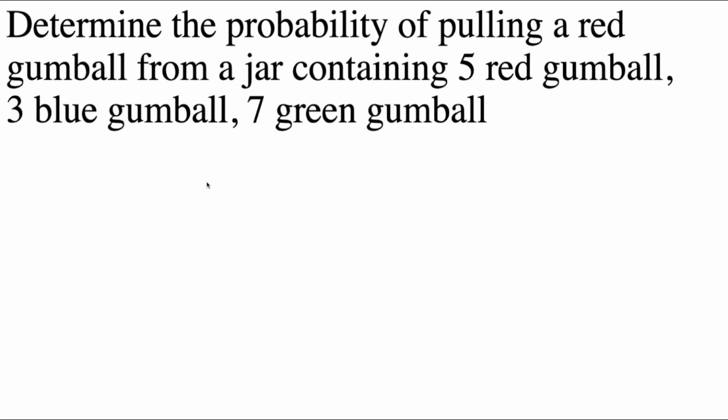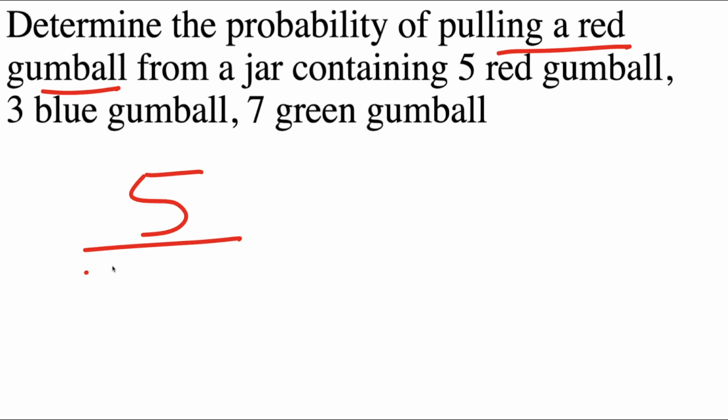Alright, this is the next problem. It's asking to determine the probability of pulling a red gumball from a jar that contains 5 red gumballs, 3 blue gumballs, and 7 green gumballs. The way we're going to do this problem is first we have to understand what the question is asking. It's asking the probability of pulling a red gumball. So in the jar, we have 5 of them, so in the numerator, you're going to put a 5. And in the denominator, the division, what we're going to put here is the total number of possible outcomes, or total number of gumballs in the jar.